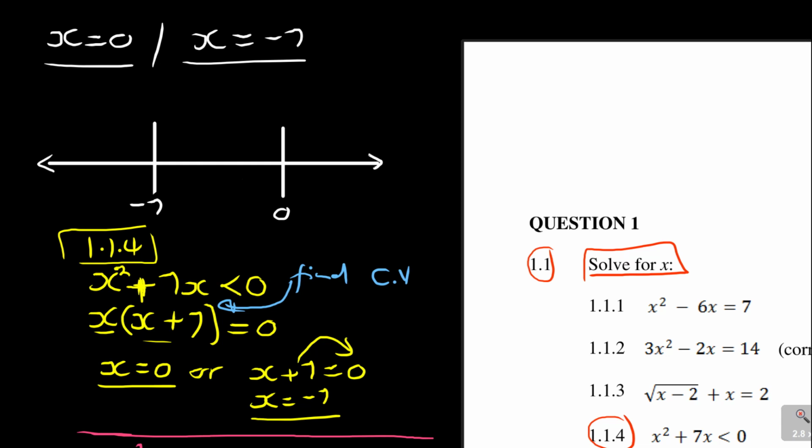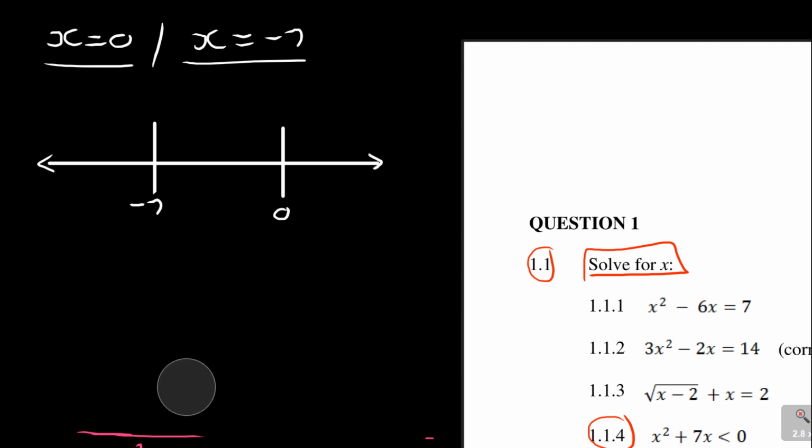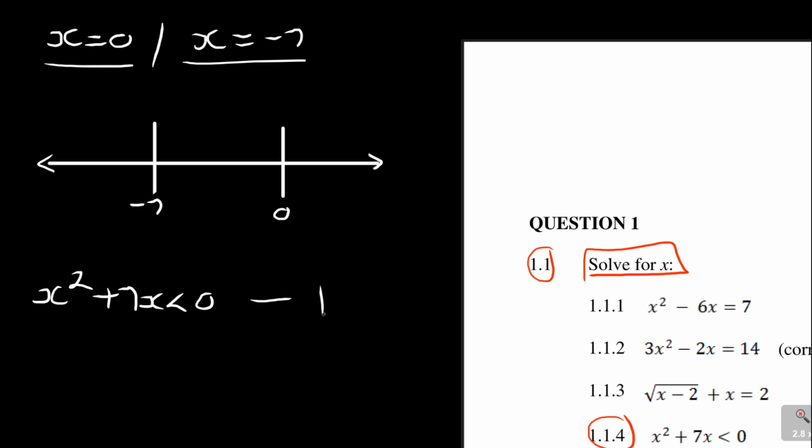So let me write everything down to show you what I mean when I say test your values. Let me erase this. Now remember, the question is x squared plus 7x is less than 0. So we need to test some values. What you do is you choose a number before minus 7, in this direction. Maybe you choose negative 9. So we're going to test negative 9 here.